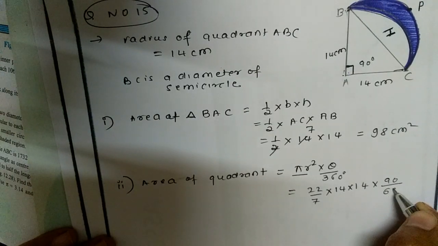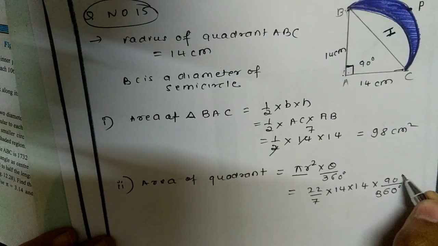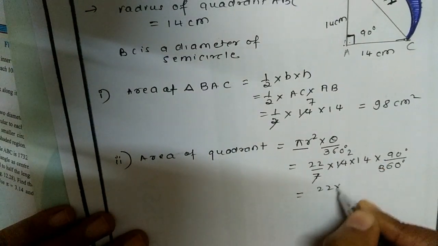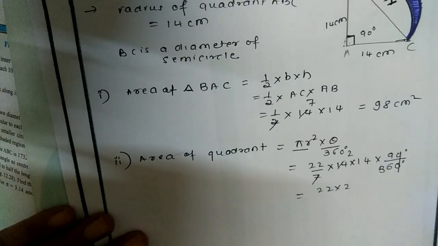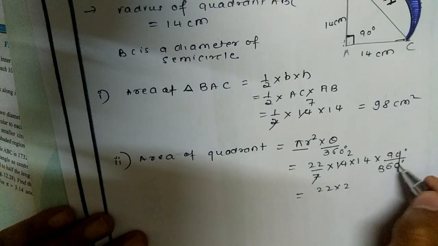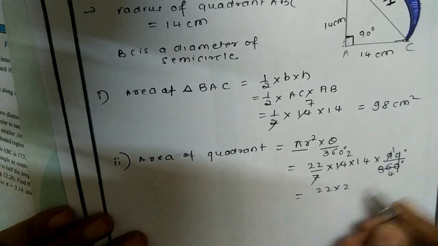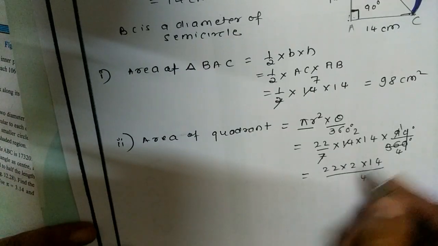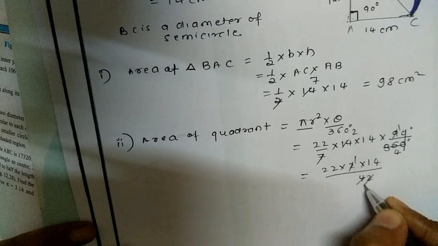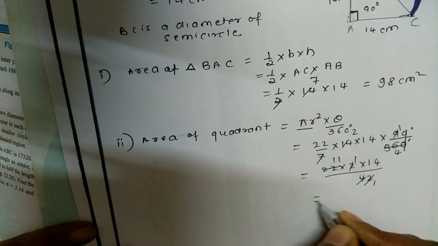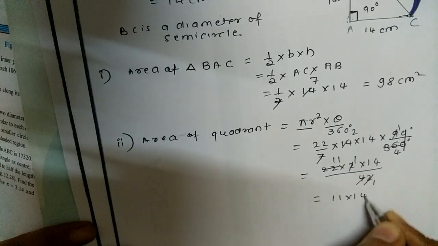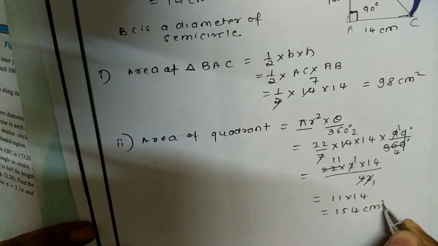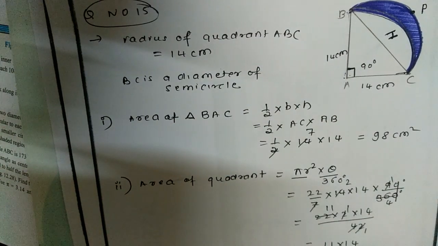90 upon 360 degree. So here 7 1s are 7, 7 2s are 14, and here we can cancel. 9 1s are 9, 9 4s are 36, then here 14 divided by 4. So here 2 1s are 2, 2 2s are 4, then 2 11s are 22. So here 11 into 14, that is 154. You will get 154 centimeter square. This is the area of the quadrant.